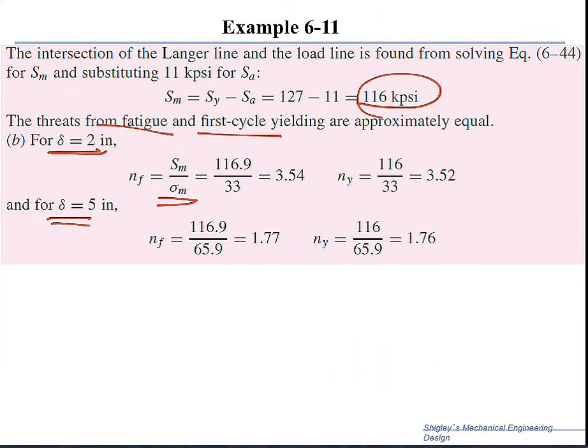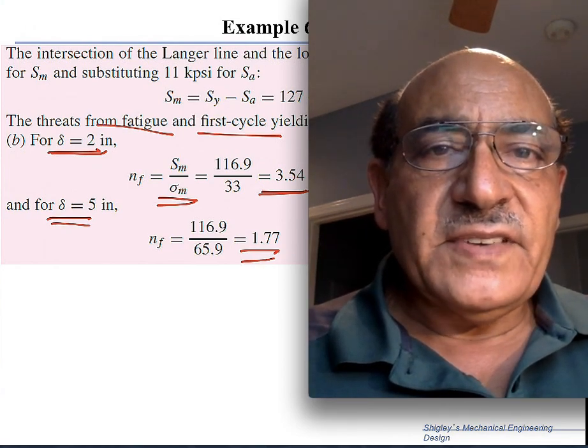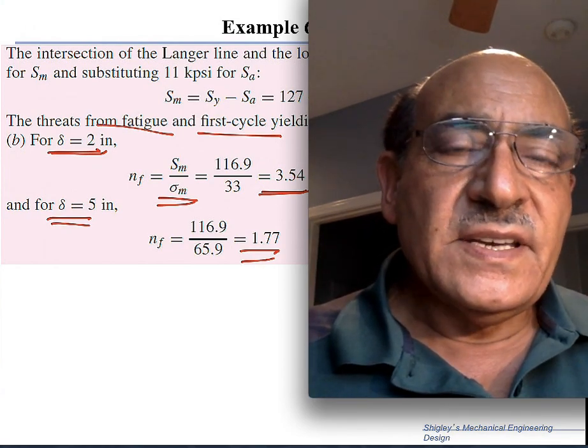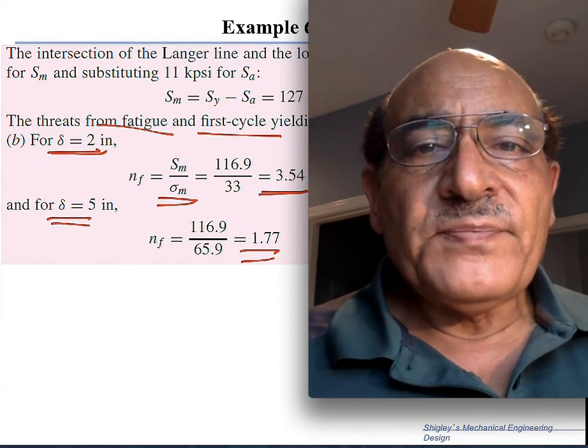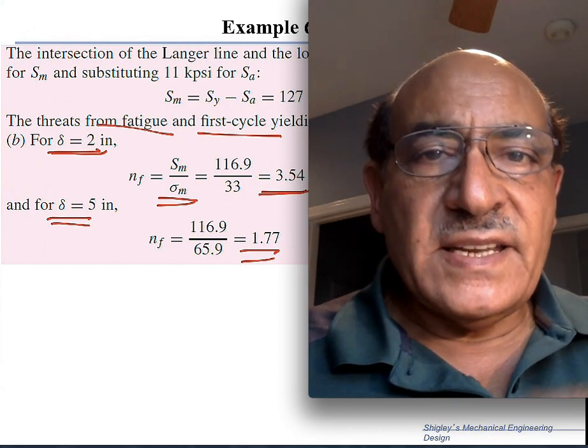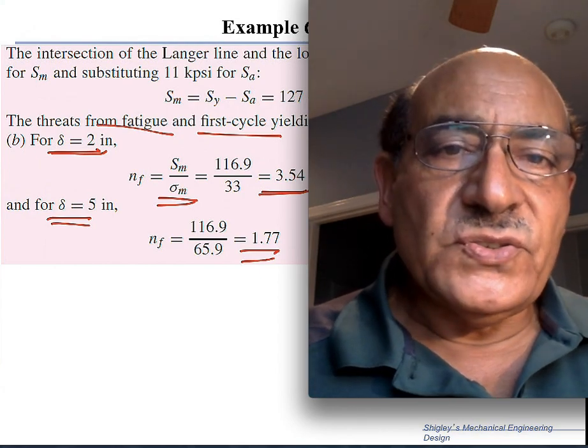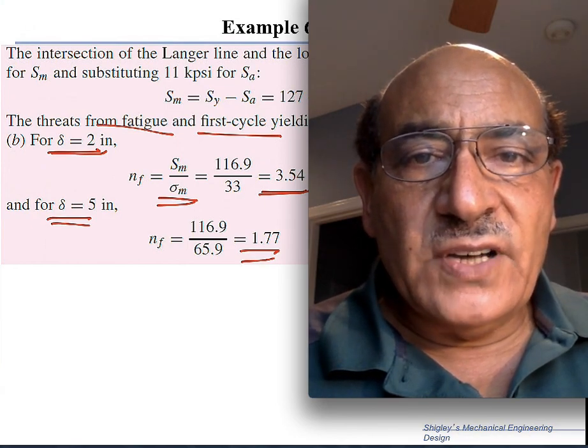That it turns out to be 3.54 for delta equals 2 and 1.77 for delta equals 5. And again, we can find the factor of safety against yield by solving the Langer line with the load line. So with this, I think we have covered a very good example, and it tells us that we need to be very detailed when we solve a problem where the maximum stress can actually exceed the yield, to guard against yield on the first cycle.